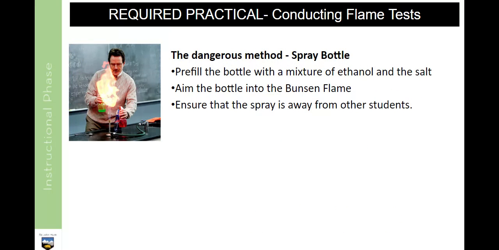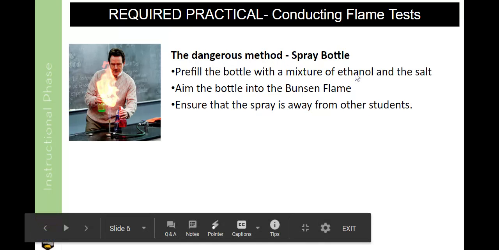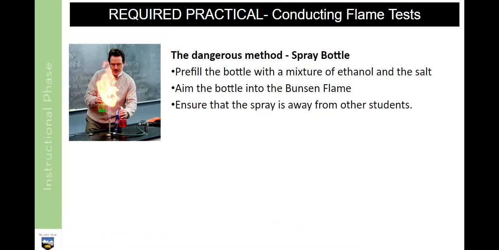And then finally, the dangerous method, the spray bottle. So this is where you get a spray bottle, and we're hoping to keep the spray bottles once COVID's left, and we use them spray bottles to clean the table. Science are hoping to keep them to make these spray bottles. Pre-fill the bottle with a mixture of ethanol and soap dissolved in it. So we've got a soap solution. Remember, ethanol is an alcohol. We know that it's flammable. As we spray the bottle into the Bunsen burner, the droplets will become heated. The ions inside of the solution will gain energy and give out a light.